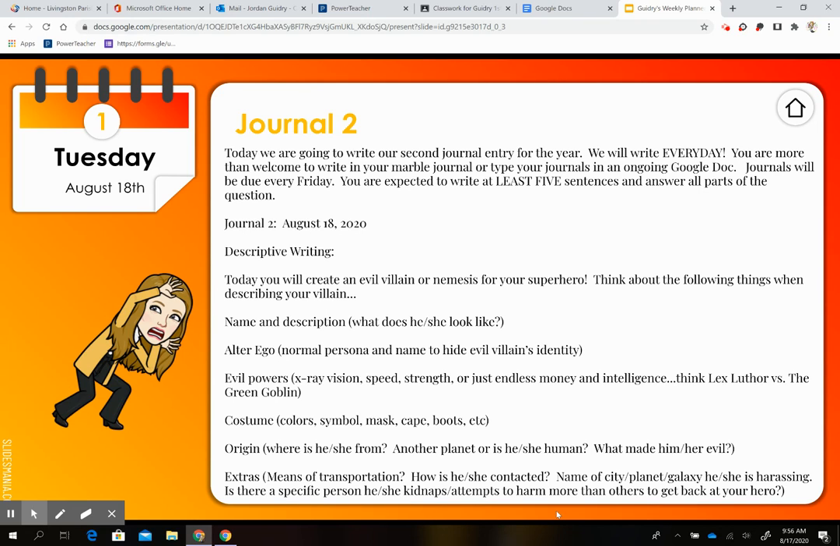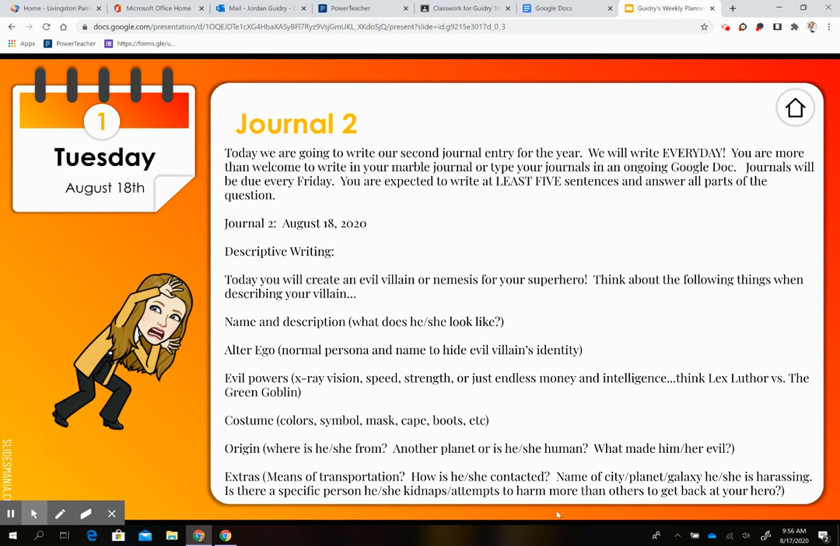The next one is going to be, I'm sorry, not alter ego, oops, evil powers. So, what evil powers does your super villain have? Are they super and have things like x-ray vision, speed, strength? Or are they going to be a normal person who's just innately evil, like they have endless money and intelligence?